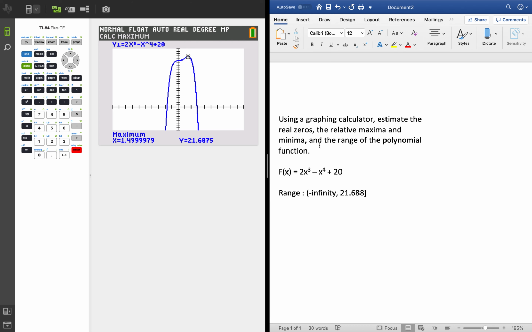So again, tomorrow we'll use the calculator to find real zeros, which are x-intercepts, using left bound and right bound, maxes or mins, whichever they have, or both if they have both of them, and then we're going to find the range, which is how far the graph is going up and down. And that's basically what we're doing tomorrow.